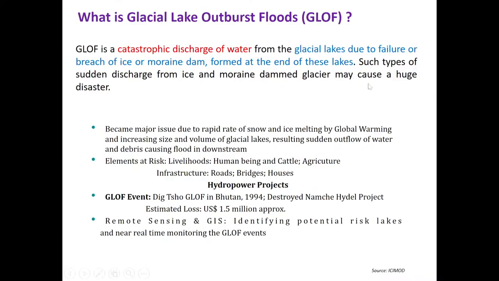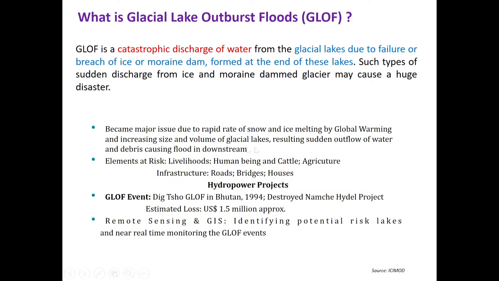So all of you know what is GLOF. Yesterday you had the lecture on GLOF. GLOF is a catastrophic discharge of water from the glacial lake due to failure or breach of the ice or moraine dam, those formed at the end of these lakes. Such sudden discharge from ice and moraine dams may cause a huge disaster. So this is called the glacial lake outburst flood.